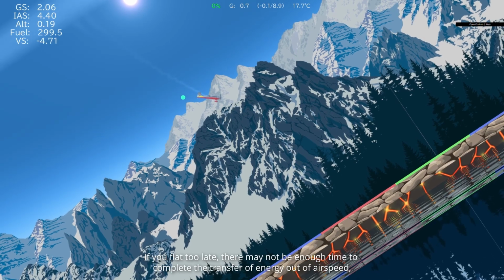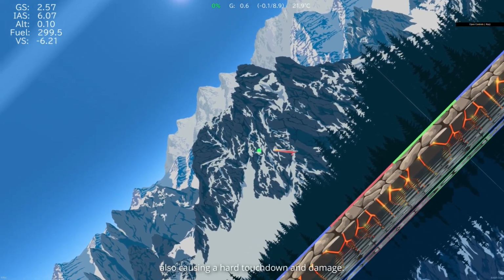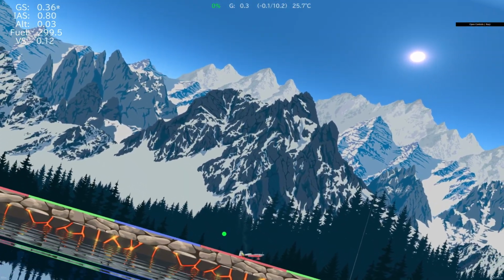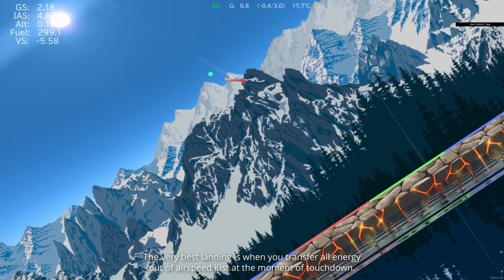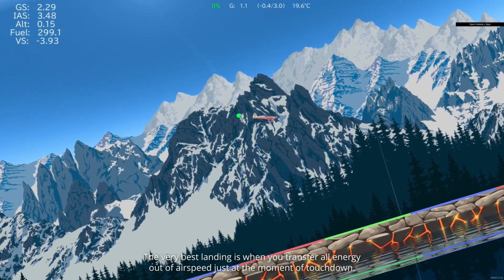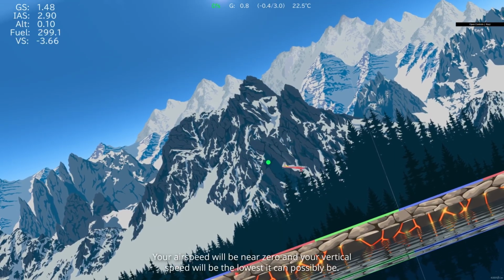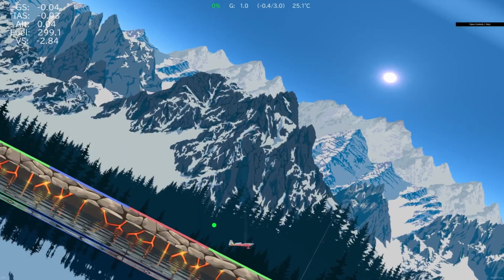If you flare too late, there may not be enough time to complete the transfer of energy out of airspeed, also causing a hard touchdown and damage. The very best landing is when you transfer all energy out of airspeed just at the moment of touchdown. Your airspeed will be near zero and your vertical speed will be the lowest it can possibly be.